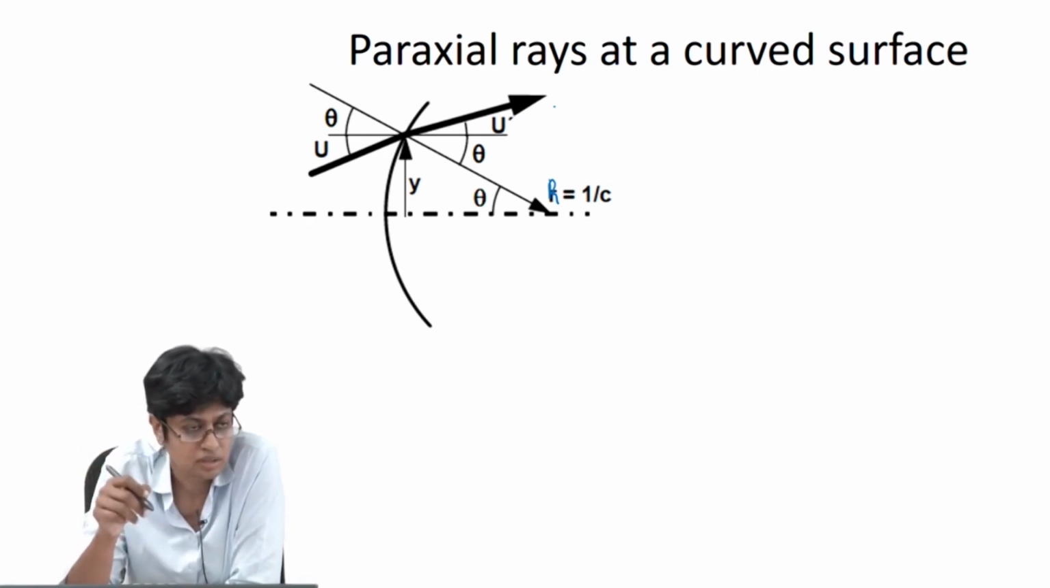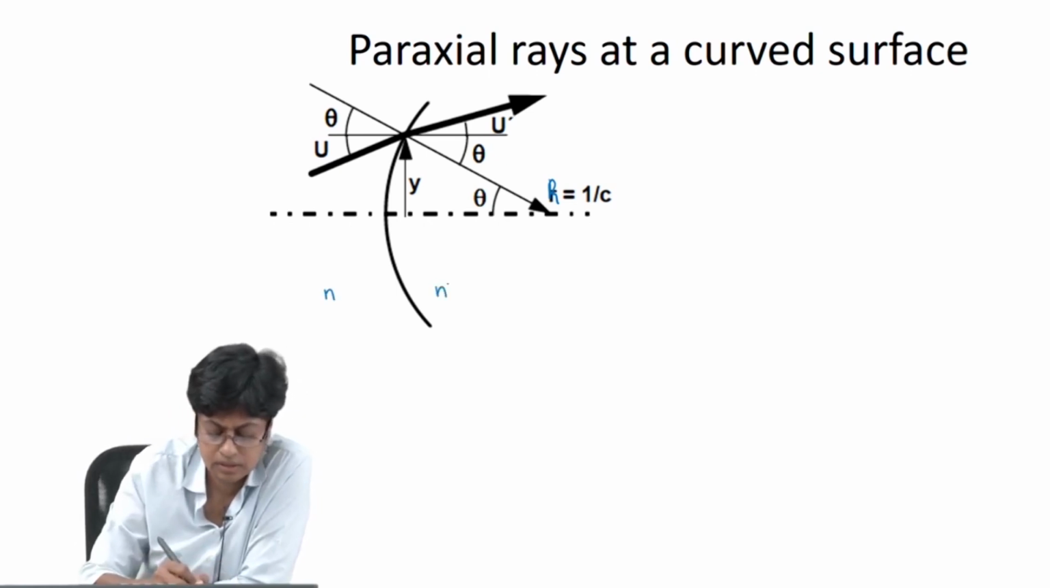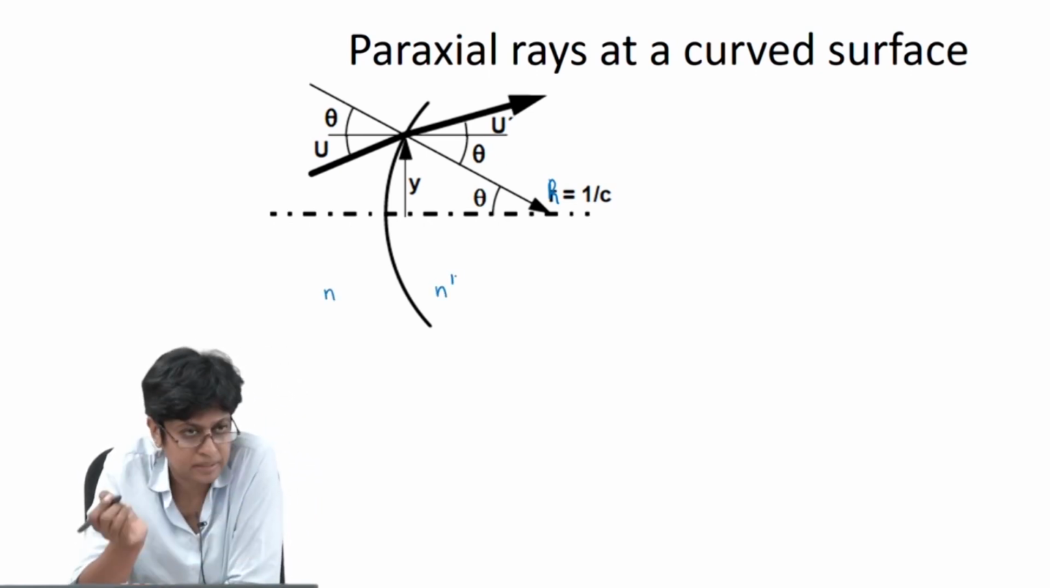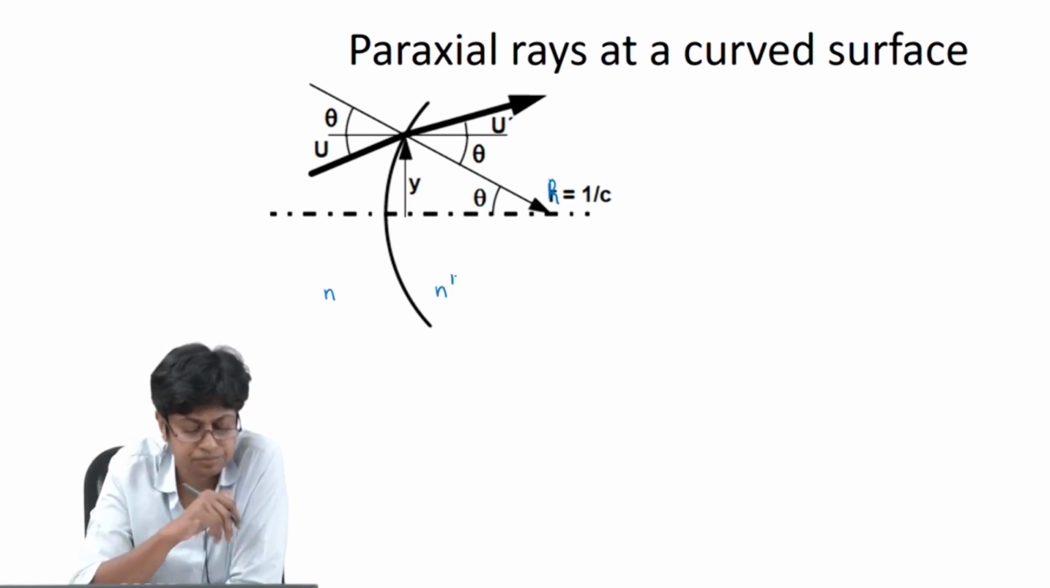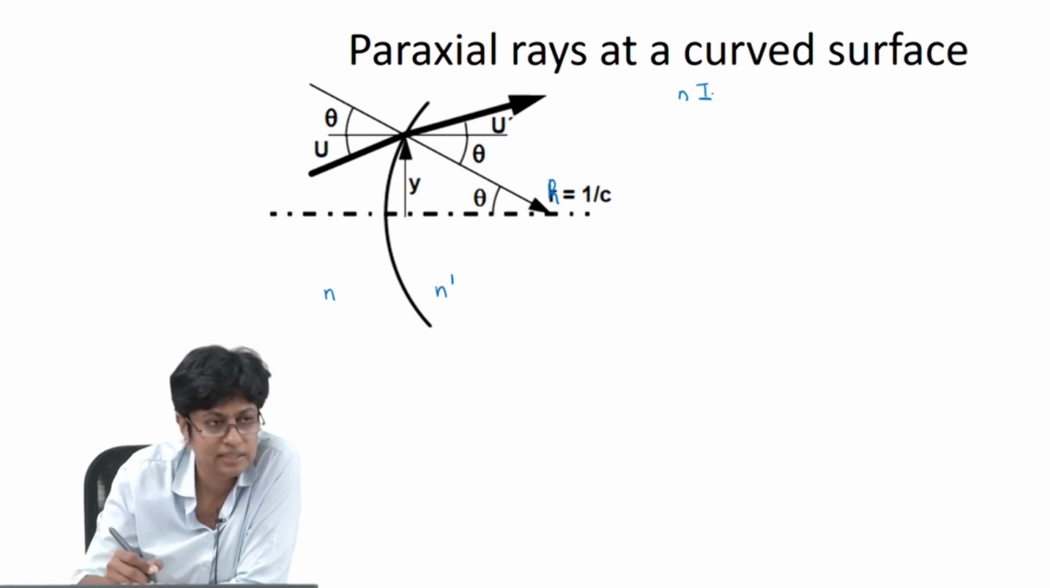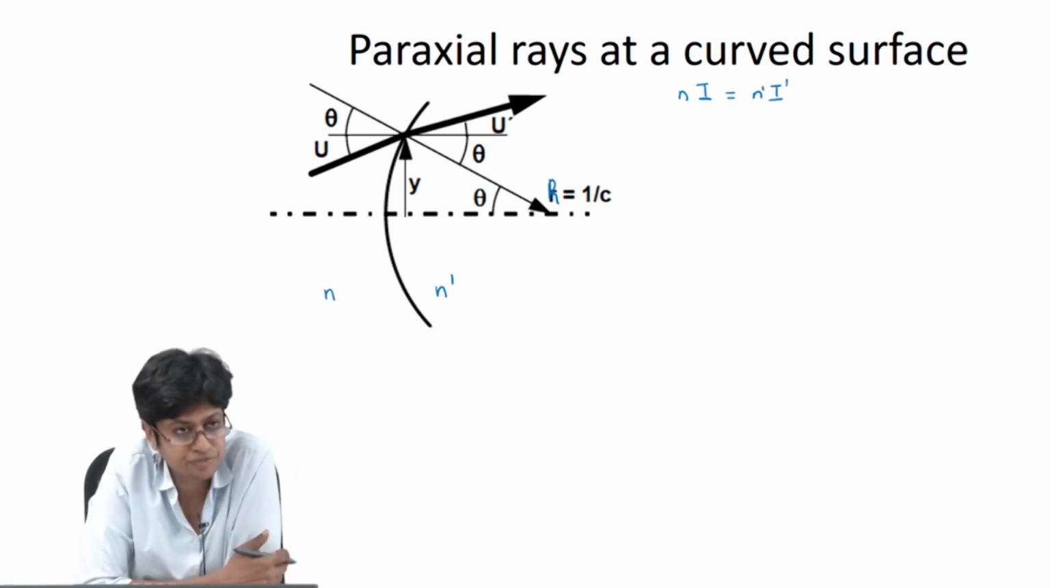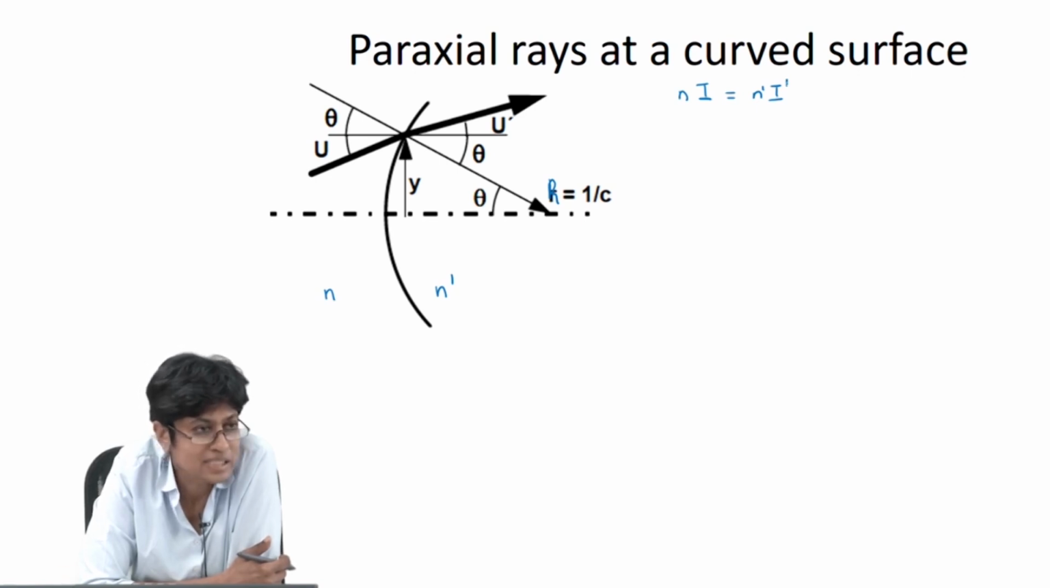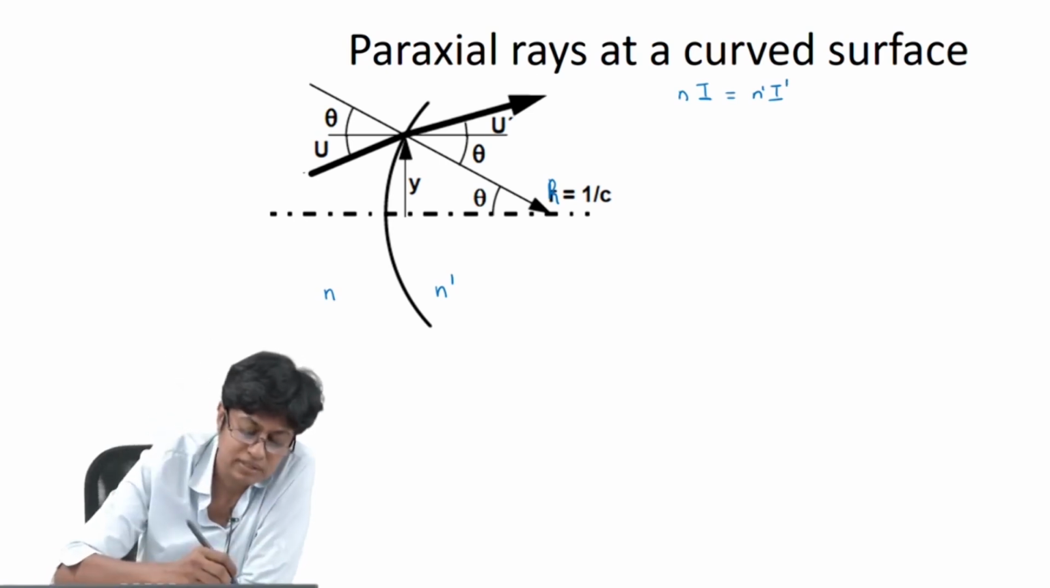It's incident on the surface, and because of the difference in refractive indices, let's say this is n dash, the ray bends according to Snell's law. So if I write Snell's law, I'll say n into the angle of incidence is equal to n dash into the angle after refraction. I'm leaving out the signs because I'm still considering these rays to be paraxial, and so theta is almost equal to sin theta.